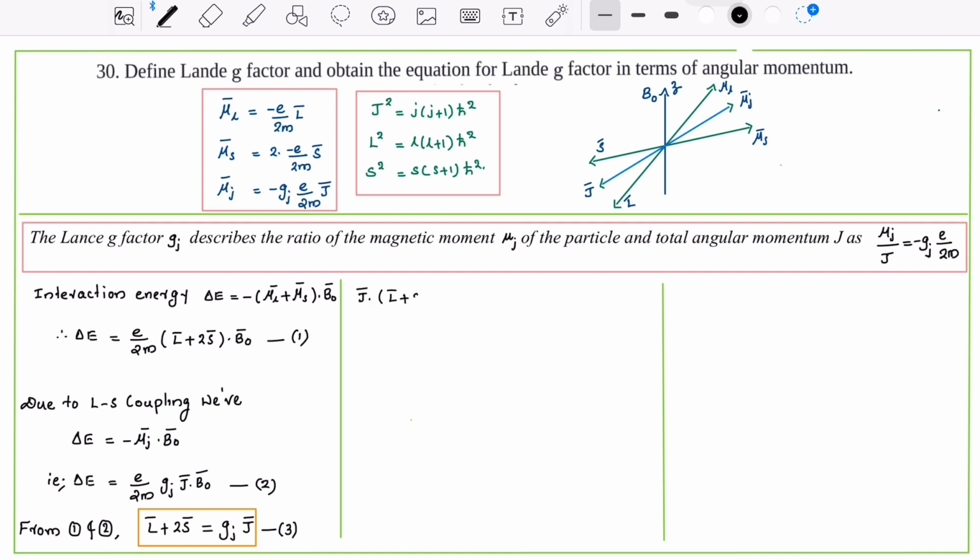Now take the dot product with J on both sides. We will get J dot (L plus 2S) is equal to gj J square. We know that J is equal to L plus S, therefore L is equal to J minus S. Therefore L plus 2S becomes J plus S. Therefore the LHS becomes J dot (J plus S), that is equal to gj J square. Now this is equal to J square plus J dot S, that is equal to gj J square.